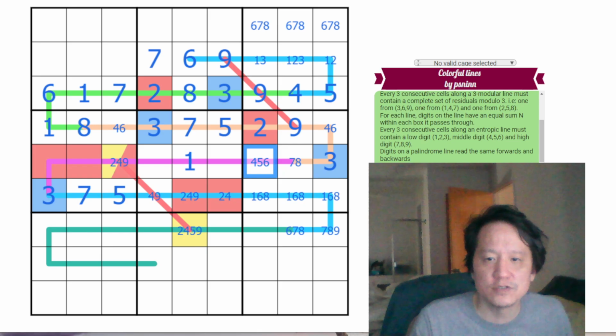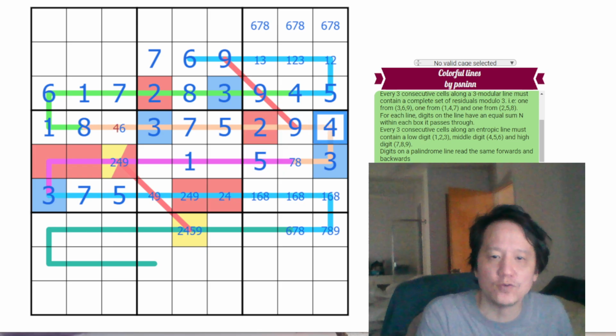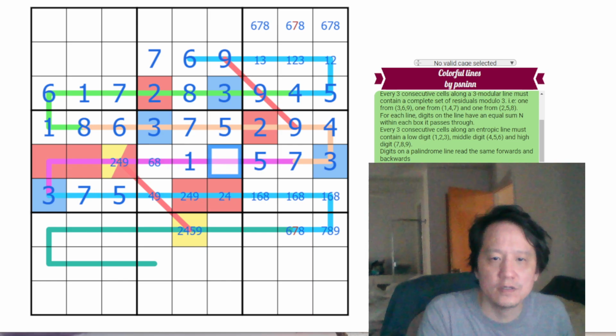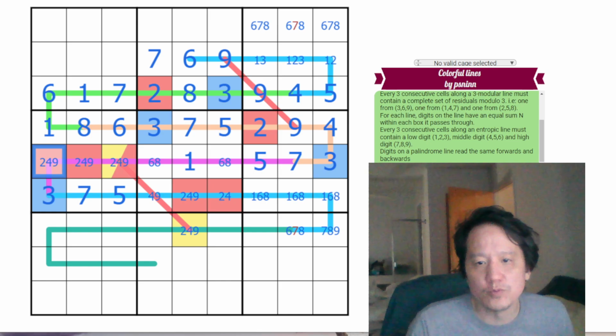So we know this is 5. This is 4. This is 7. So this is 6. This is 6 and 8. So this is 2, 4, and 9. Okay, let's remove the reds and blues.